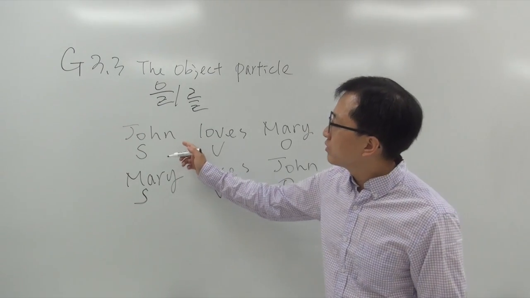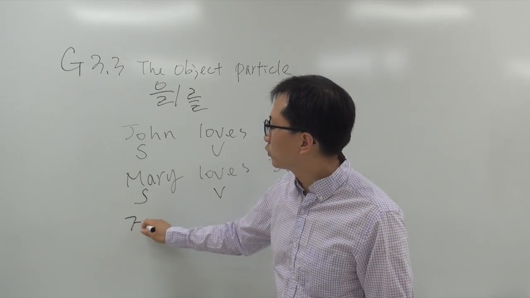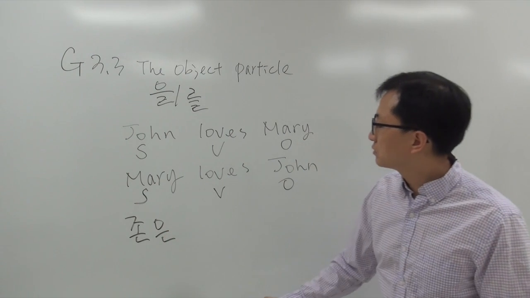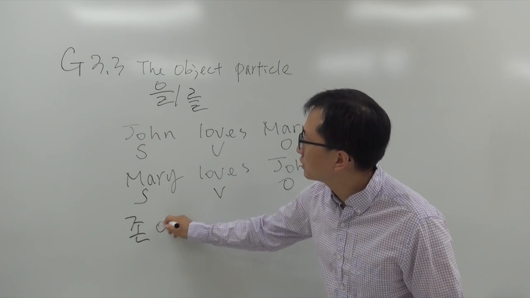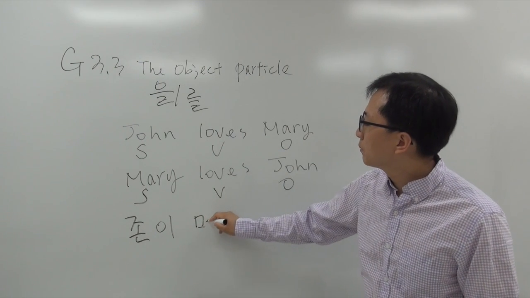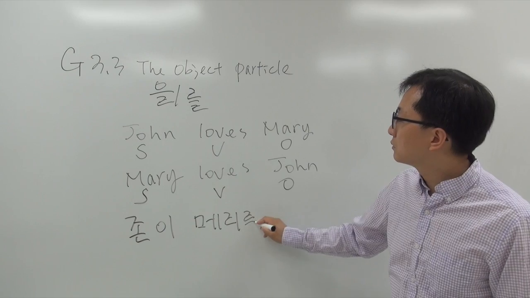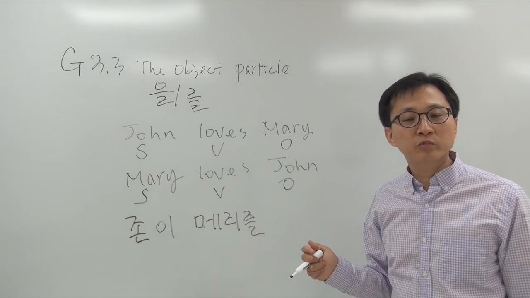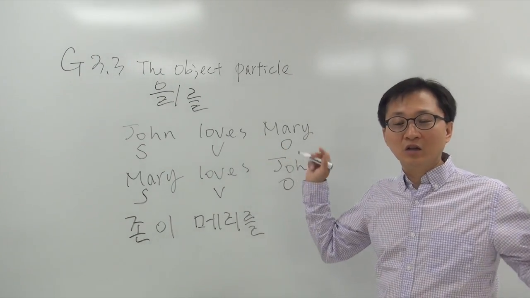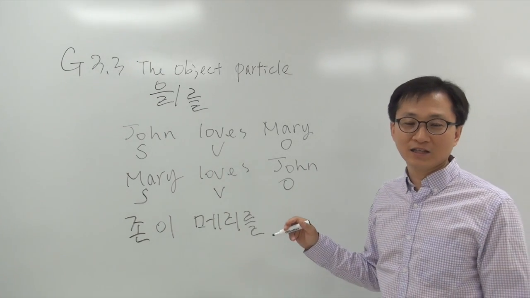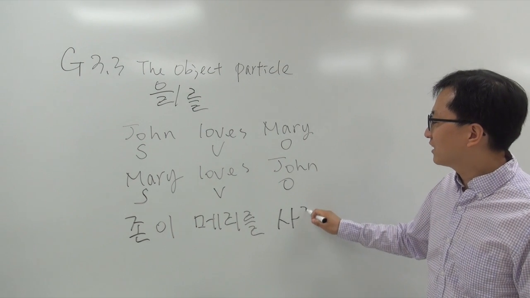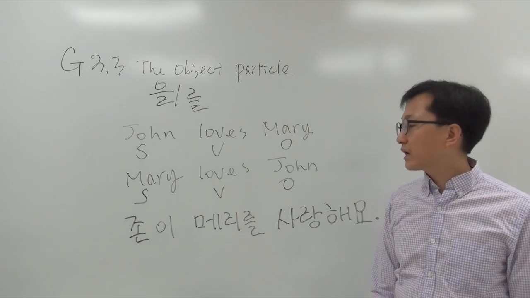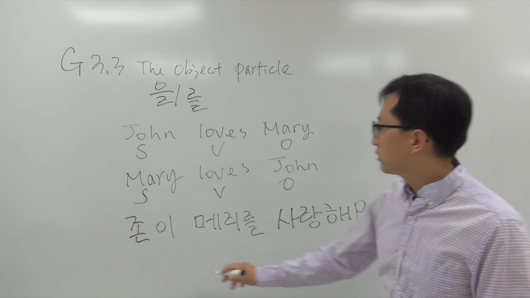Let me make an equivalent Korean sentence to this one. John은. Let's just use the subject particle. John이 and Mary를 and love. We haven't learned this verb yet, but do you happen to know what is love in Korean? 사랑하다. 예, 사랑하다. 사랑해요. 존이 메리를 사랑해요. Let me change the word order here.